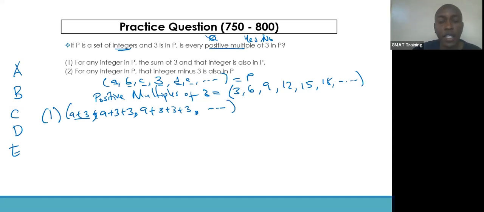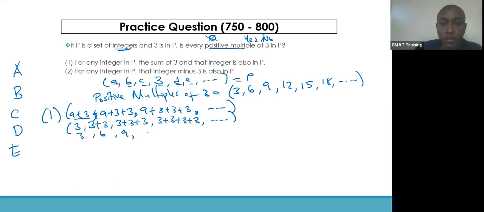So if you have 3 in P already, then you can have 3 plus another 3, 3 plus 3 plus 3, 3 plus 3 plus 3 plus 3, and so on. So as you can see, this is 3, 6, 9, and 12 as you go on, 15. All these are in P. Remember, you also have this set and this set, all of them being in P. So therefore, P has a lot of values to infinity, with the multiples of 3 and any other integer plus 3 included. So is every positive multiple of 3 in P? Yes, we have all positive multiples of 3 in P.